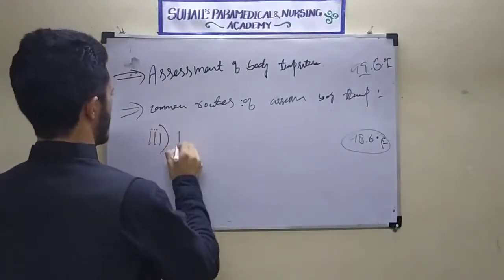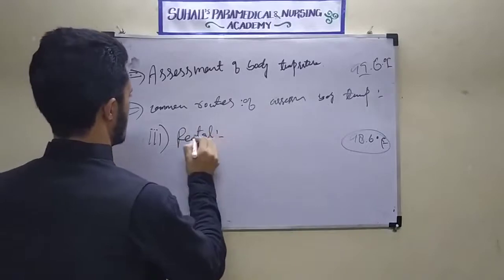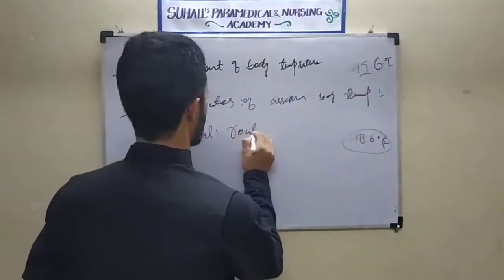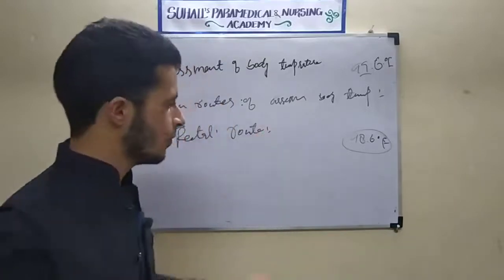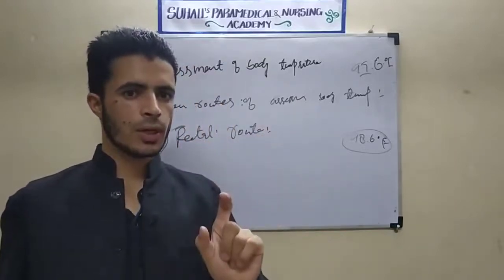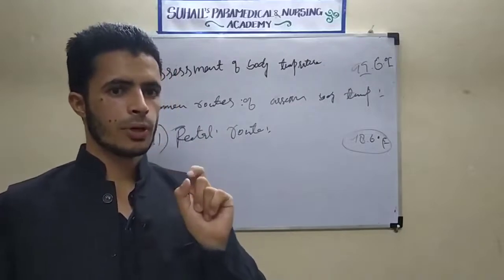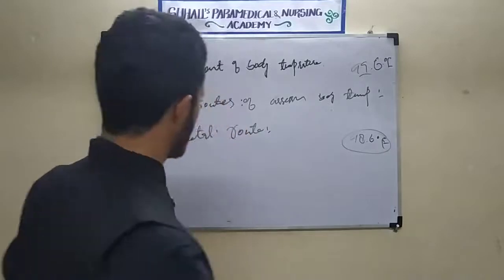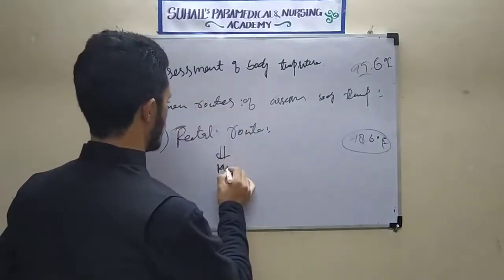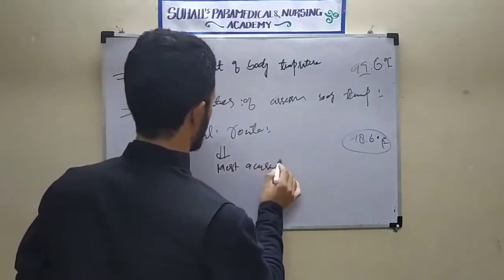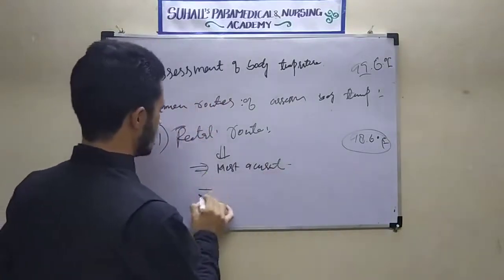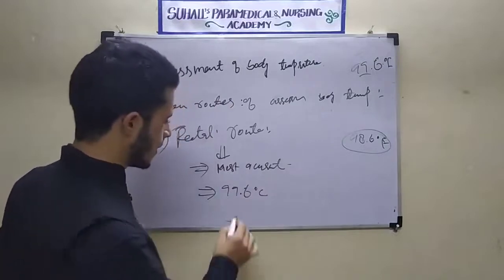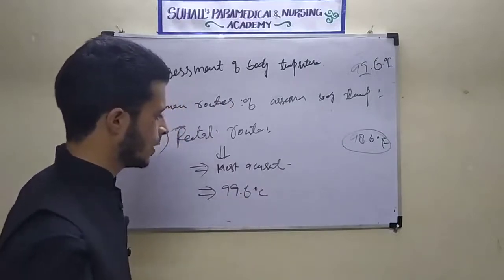Third part, that is rectal. In case of rectal route, remember one thing. The question is asked, which is the most accurate route for assessing body temperature? That is the rectal route. The rectal route is the most accurate route. And in case of rectal, the normal body temperature is 99.6 degree Fahrenheit.